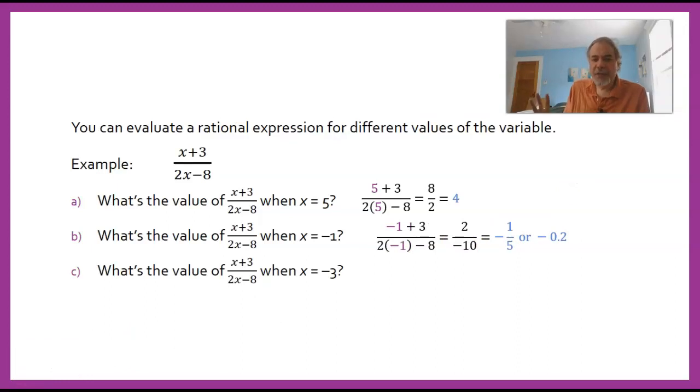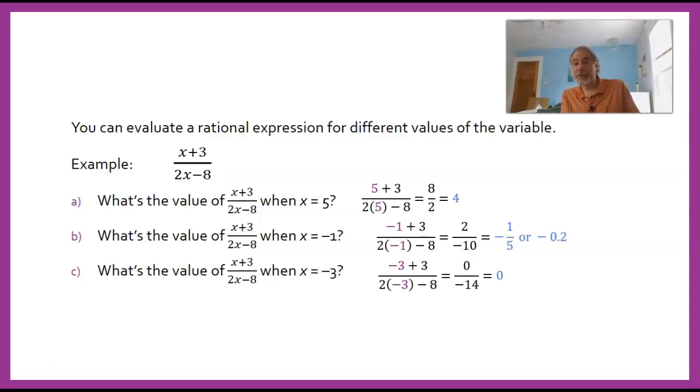Okay, what's the value of this same expression when x is negative 3? If we put negative 3 in for x, on top we get negative 3 plus 3, which is 0. On the bottom, we get 2 times negative 3, which is negative 6, minus 8 is negative 14. And then 0 divided by negative 14 is 0. Because remember, 0 divided by anything else is 0.